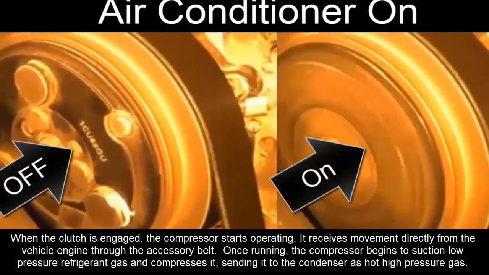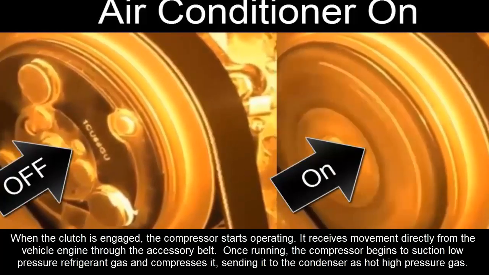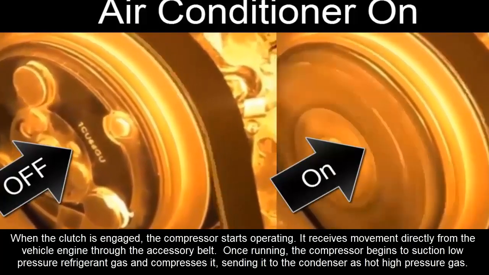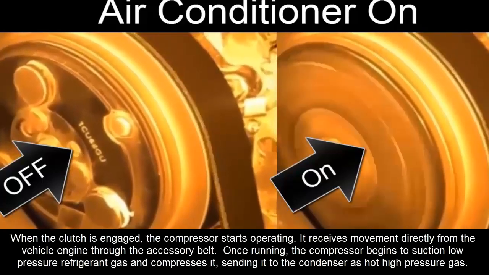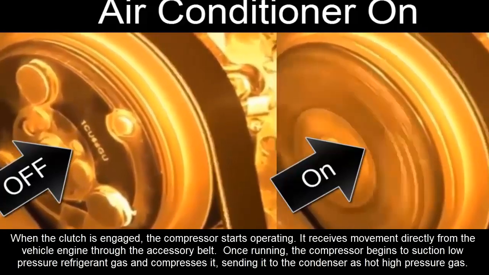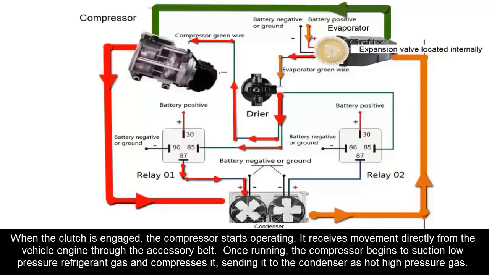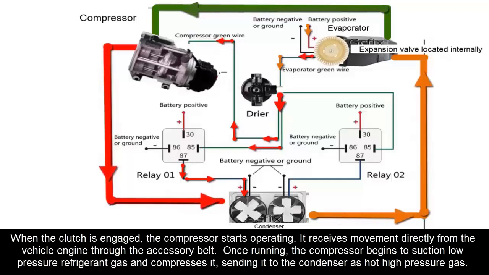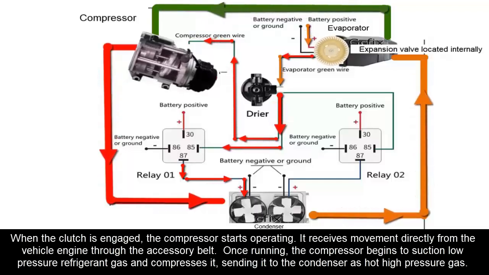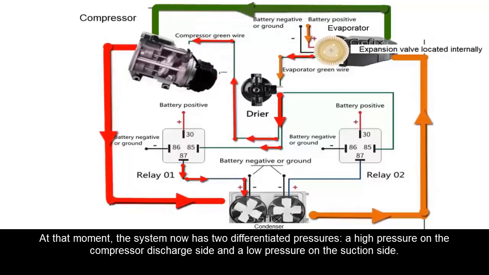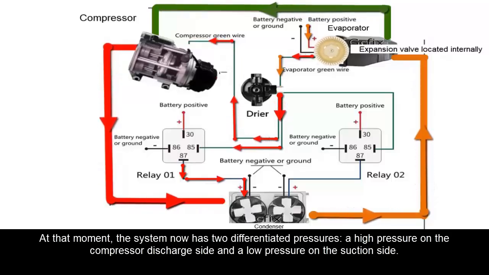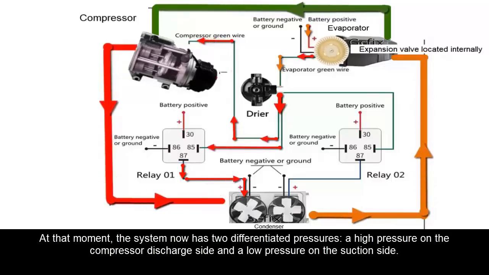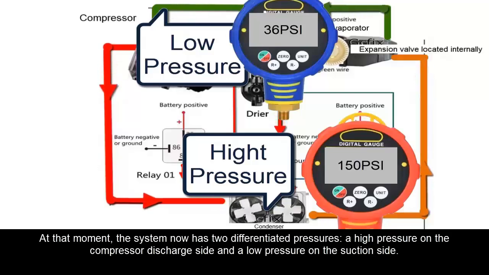When the clutch is engaged, the compressor starts operating. It receives movement directly from the vehicle engine through the accessory belt. Once running, the compressor begins to suction low-pressure refrigerant gas and compresses it, sending it to the condenser as hot, high-pressure gas. At that moment, the system now has two differentiated pressures: a high pressure on the compressor discharge side and a low pressure on the suction side.